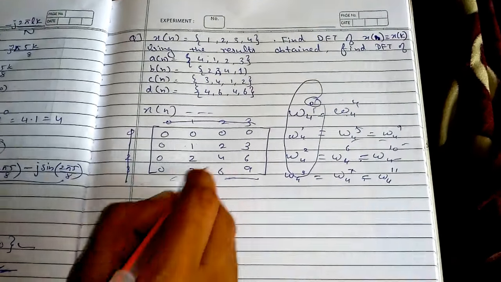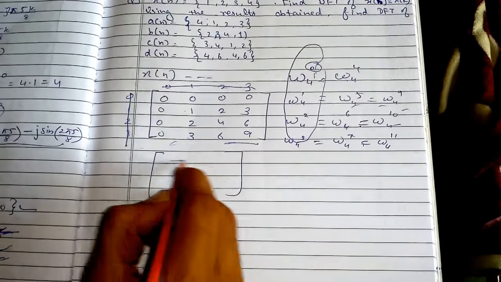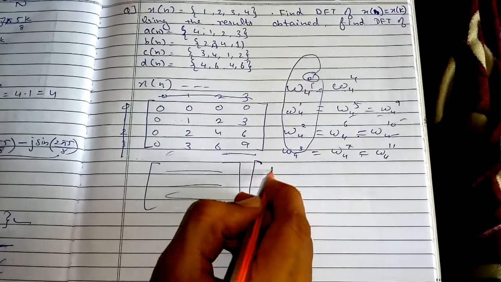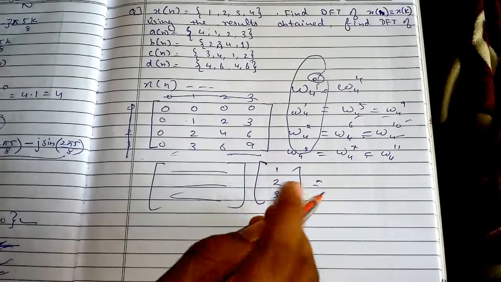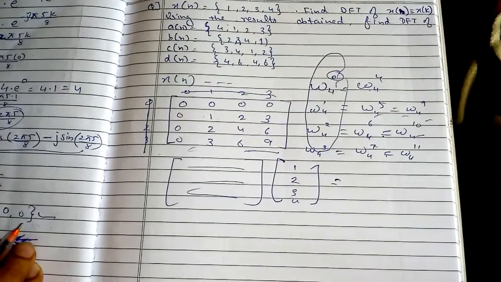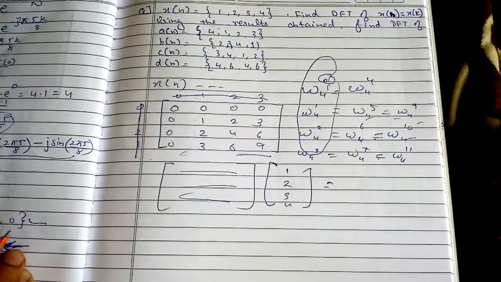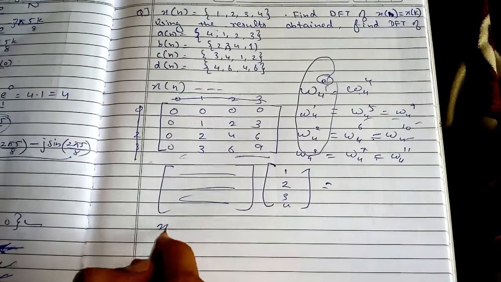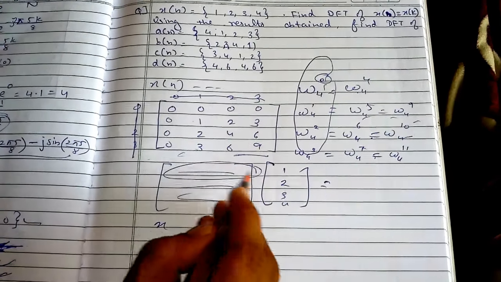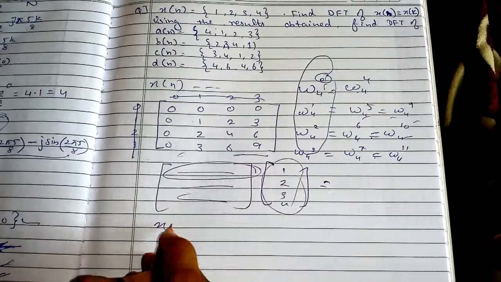Put these values, multiply the matrix obtained by x of n, 1 2 3 4, and then you will have your final answer, which is x of k. By solving this, multiply the row by column, you will have x of k. Okay, now the second part.